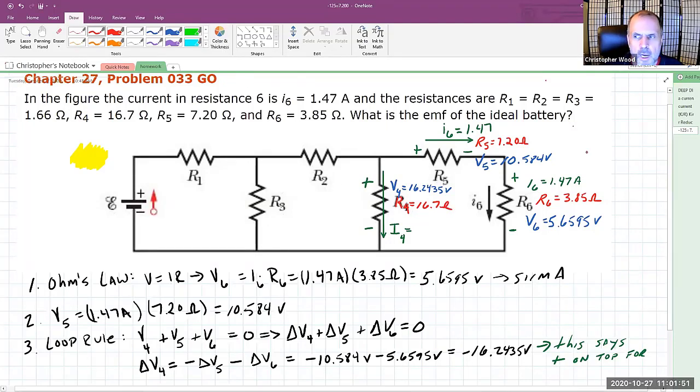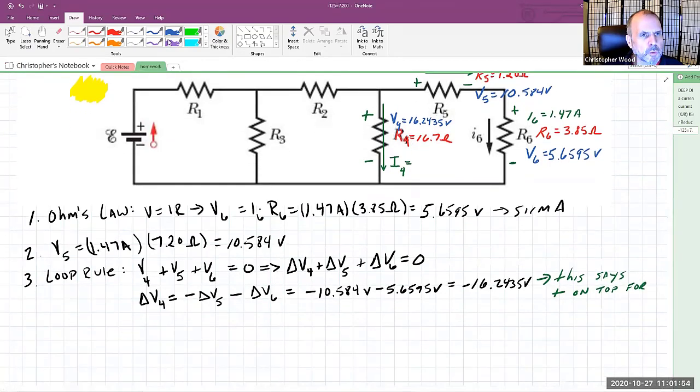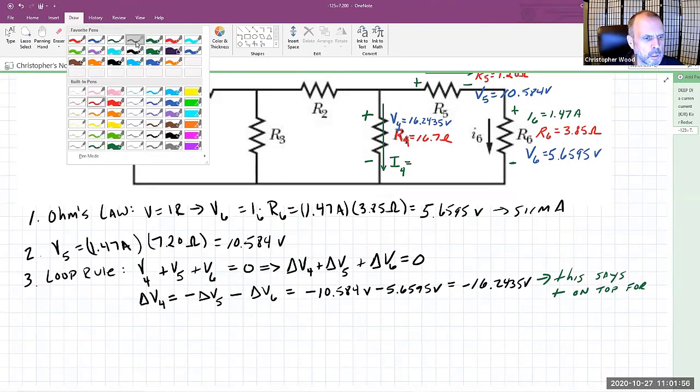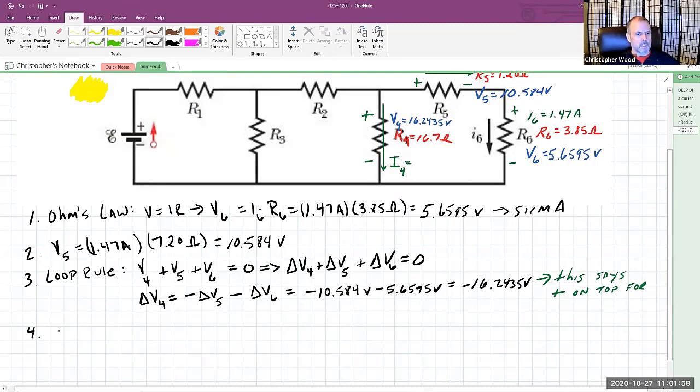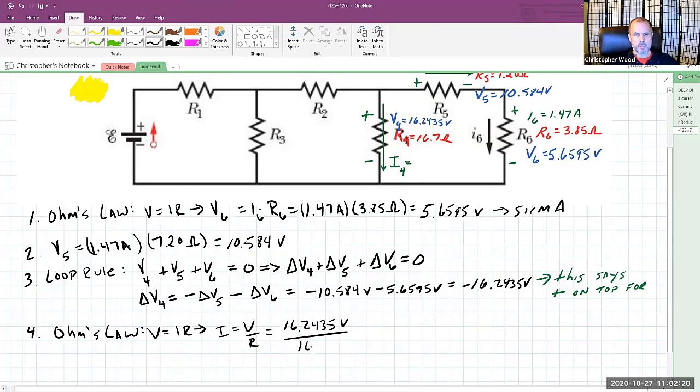If V equals IR, then I equals V over R. So number 4, Ohm's law. Ohm's law says V equals IR, which means I equals V over R. And I know the voltage, it's 16.2435 volts. And I know the resistor value, it's 16.7 ohms. So let's divide those.